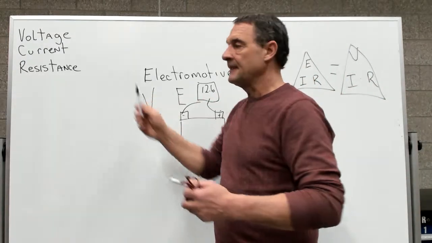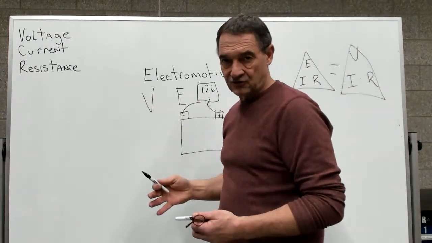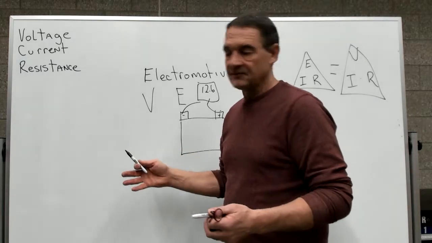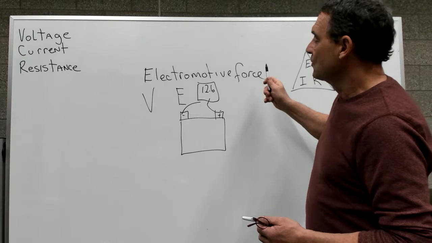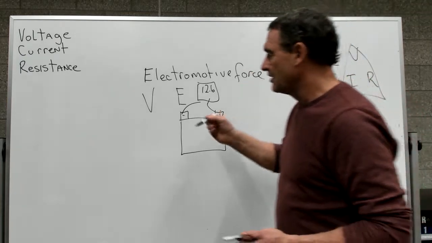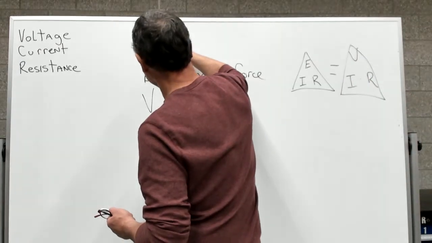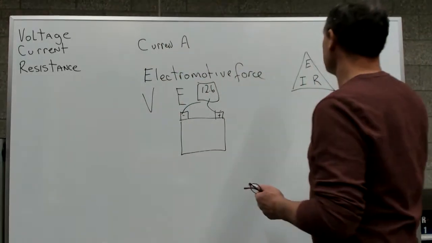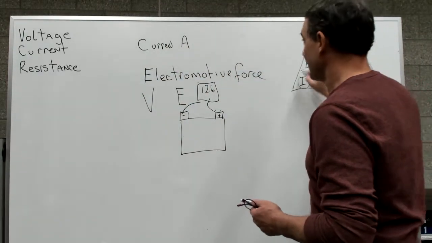Current is the excess of electrons or the deficiency of electrons that create flow in a circuit. So electrons, when we're talking about current, it's amperage, and when we're using Ohm's law, we use I.